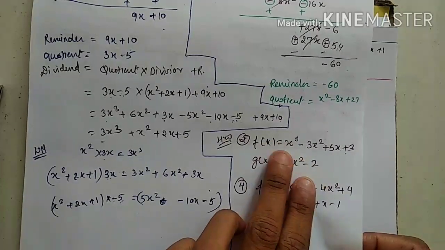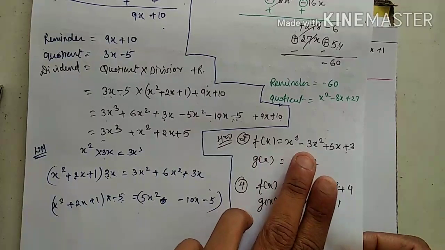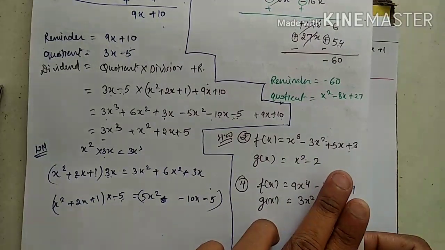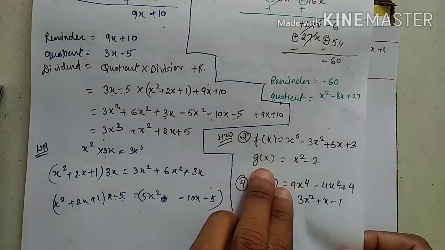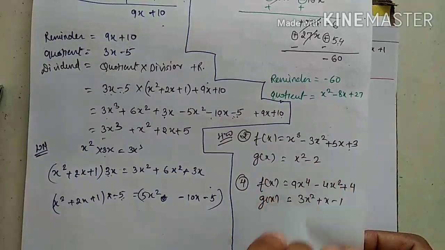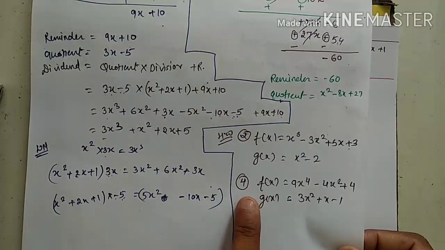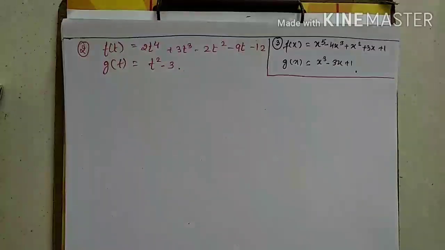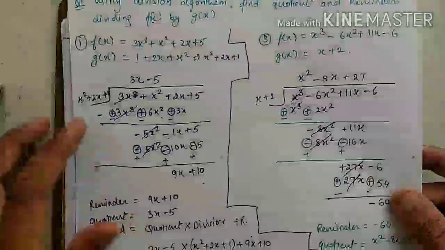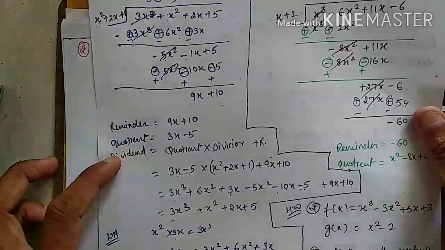Just see it. I gave you this question as homework yesterday: f(x) equals x cube minus 3x square plus 5x plus 3 and g(x) equals x square minus 2. Correct? And the fourth question I also gave you as homework. I am giving you the solutions to these two questions, but only up to this point. You have to do the proof part.